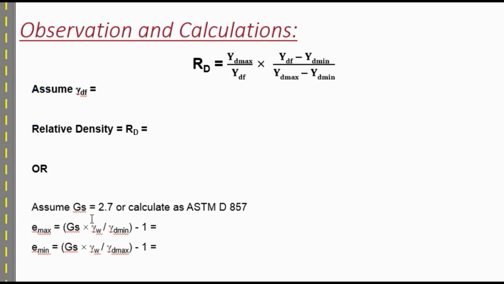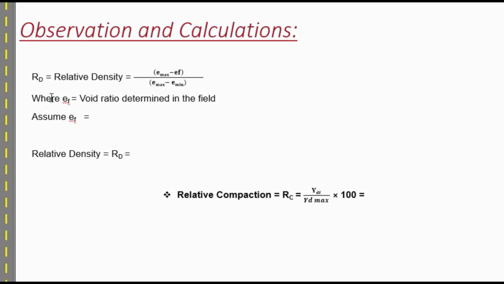We can assume specific gravity, GS, as 2.7, or we have to calculate the specific gravity of soil according to ASTM D857. Then E maximum is equal to GS multiplied by gamma W, density of water, divided by gamma D minimum, minus 1. Then E minimum we have to calculate. Then RD, relative density, in terms of maximum and minimum void ratio. Here E max and E minimum are the maximum and minimum void ratios, where EF is the void ratio in field.